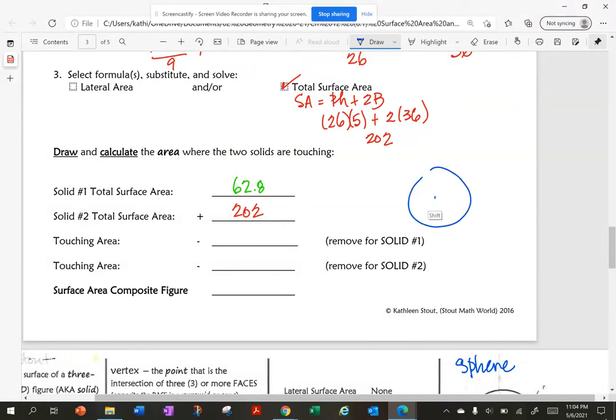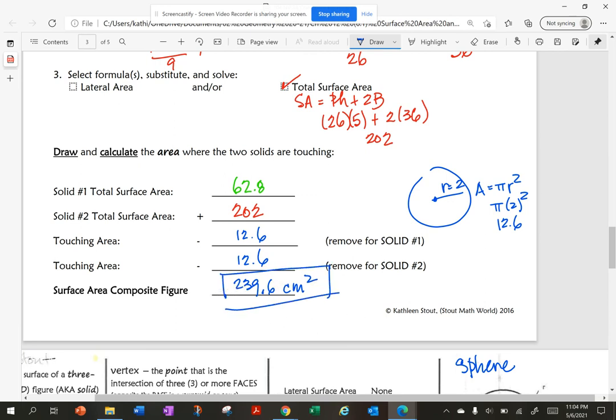So my circle is what I'm subtracting. We said the radius is 2. So area is pi r squared. So pi times 2 squared, rounded to 1 decimal place, is 12.6. So I'm going to subtract that out twice. So 62.8 plus 202 minus 12.6 minus 12.6 gives me a grand total of 239.6 centimeters squared.